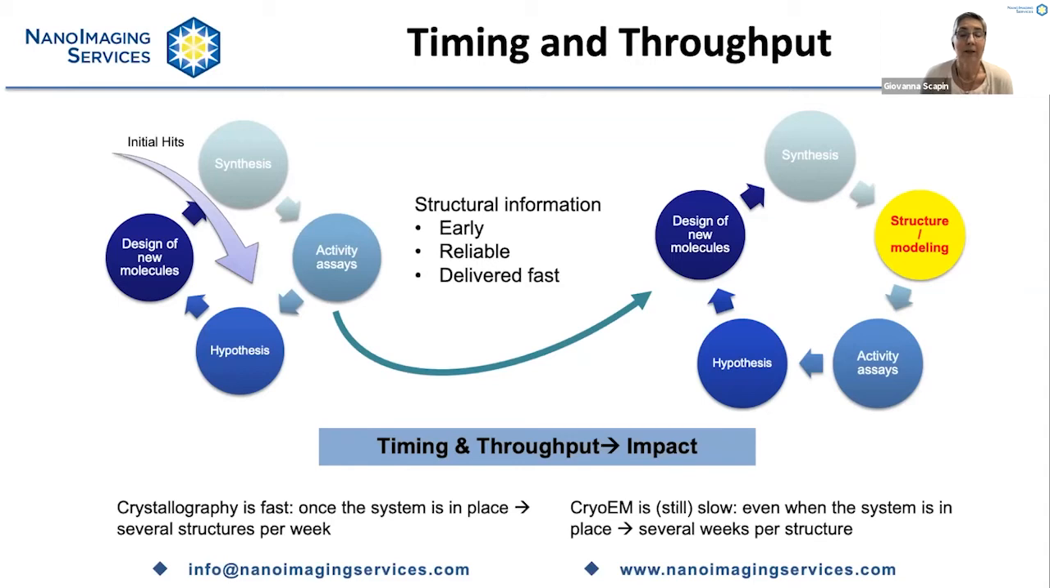Crystallography is really fast. It's still much, much, much faster than cryoEM. If you have a system in place, you can get several structures a week. CryoEM is still quite slow. It's not quite there yet. Even if you have a system in place, it's so dependent on sample preparation, grid preparation, and a lot of other factors that we can still get maybe a structure a week, maybe a couple of structures a week, but it's definitely not sufficient to be consistently active in the structure-based drug design cycle. Why is it not like that?